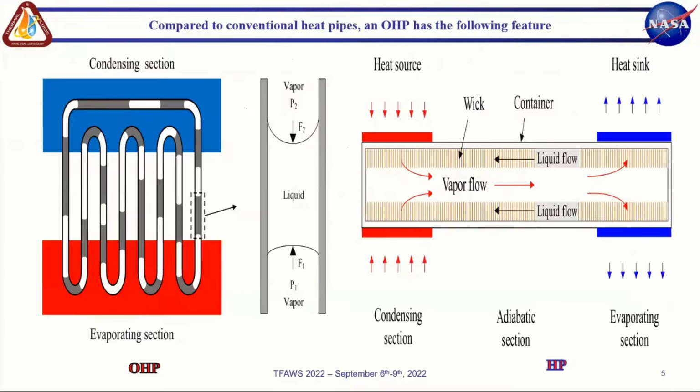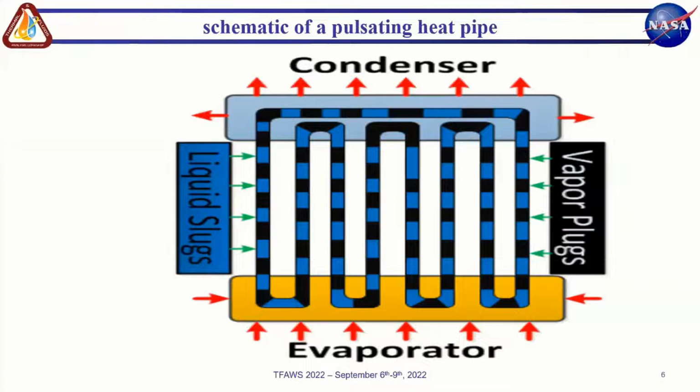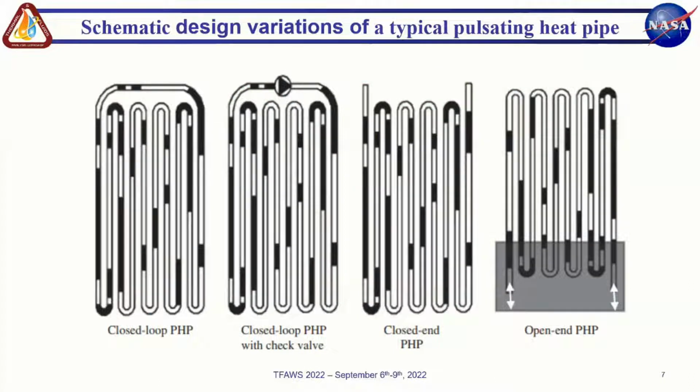Next, please. Thank you. Here's an illustrative figure of the structure and conventional heat pipe, which is also used. Next, please. Thank you. It's also a schematic of a pulsating heat pipe, with the liquid slugs, the condensing section, and the evaporating section. Next, please. Thank you. These are schematic designs of different kinds of heat pipes: closed loop with check valves, closed loop, and open end PHP. Next, please.